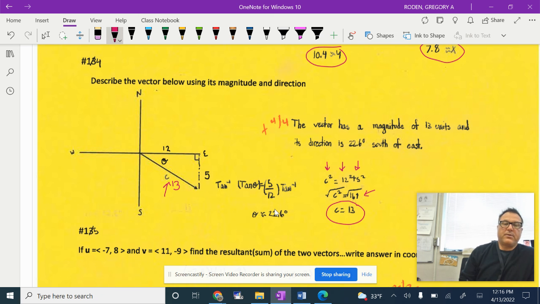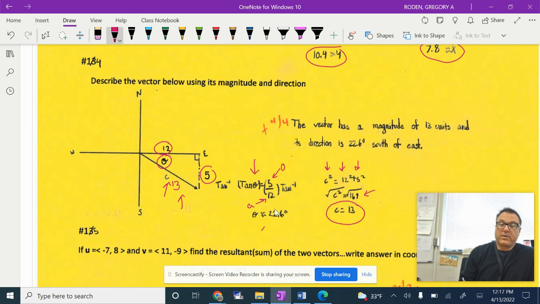The next thing we need to do is figure out the direction. We're going to do that by finding this angle. What do we have here? We have opposite and adjacent, so we can use tangent. I guess you could have also used sine or cosine, now that you know the hypotenuse is 13. But with that being said, you take the tangent of theta equals the opposite over the adjacent. That's the opposite, and this is the adjacent.